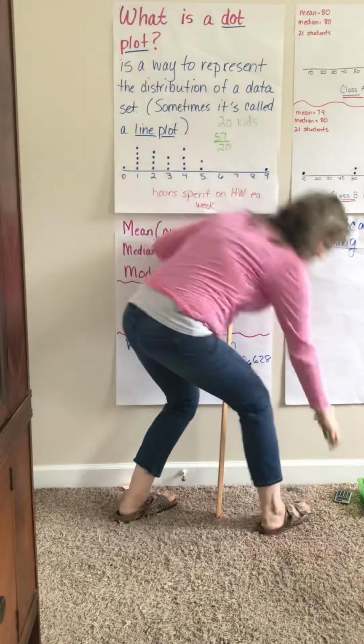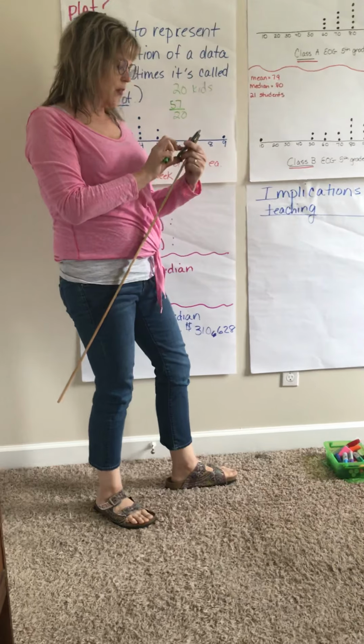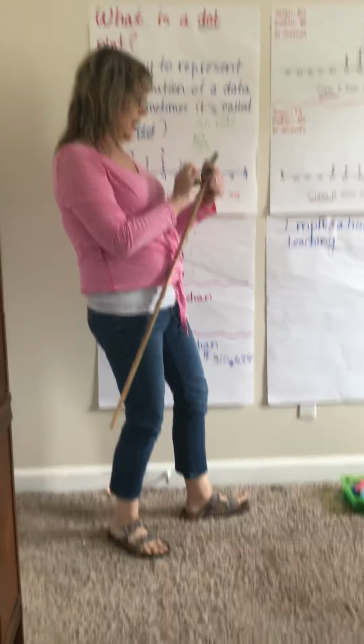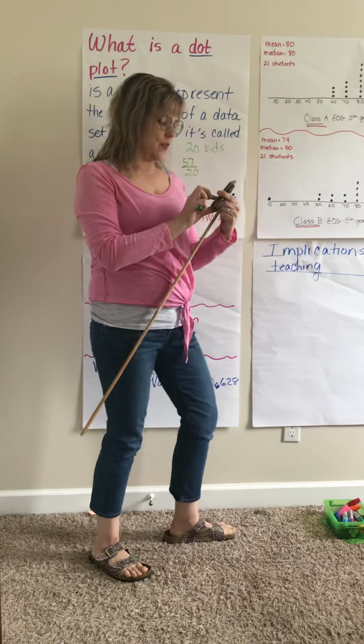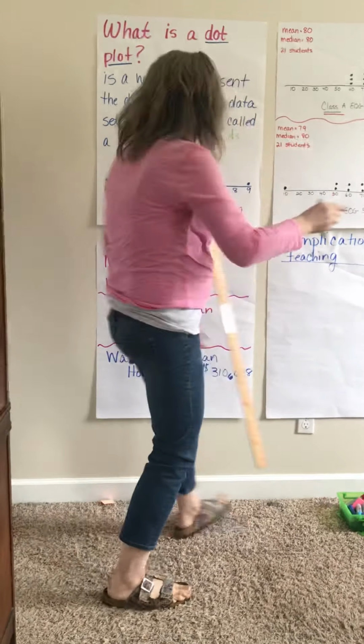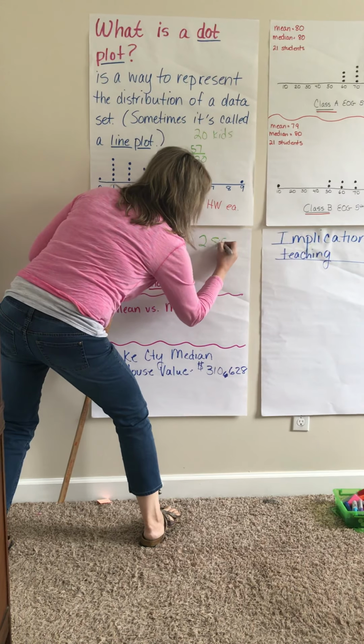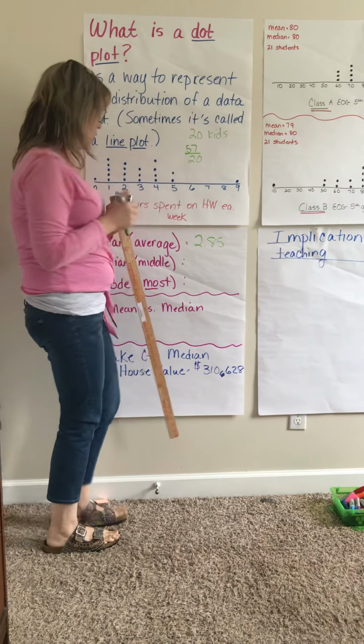Trusty calculator, because in math we always use good tools, right? All right, so we have 57 divided by 20. 57 divided by 20 equals 2.85. Okay, so your average or your mean is 2.85 hours spent on homework each week.